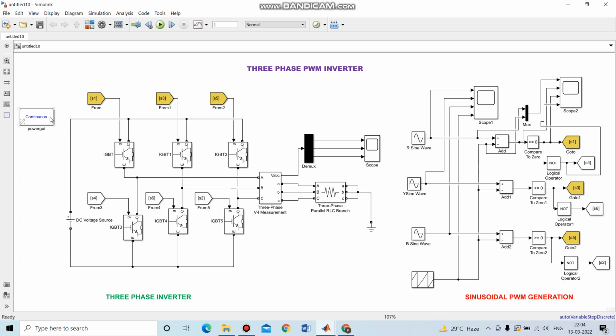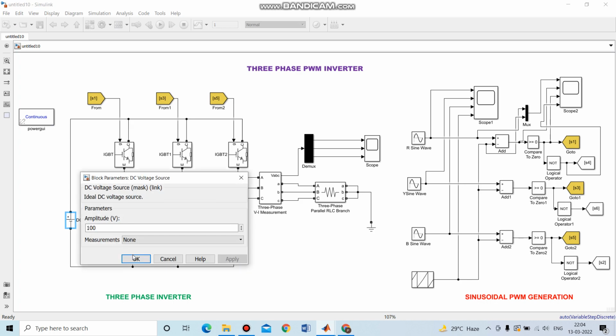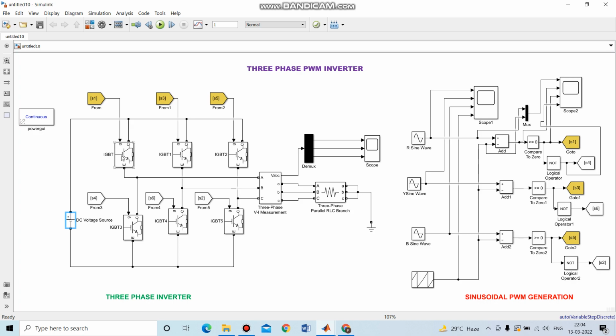We start with the continuous powergui and a DC voltage source. It is an inverter, so we are going to convert the DC voltage into an AC voltage. For the DC voltage we give 100 volts. Then 6 IGBTs, and for these 6 IGBTs we give 6 pulses from the separate RYB sine waves. For this operation we use the 3-phase VI measurement, so you can measure the 3 voltages from this scope. We use the Demux operation to see the output voltage VABC from this scope.